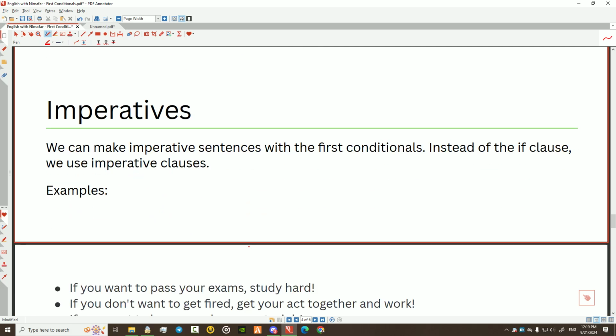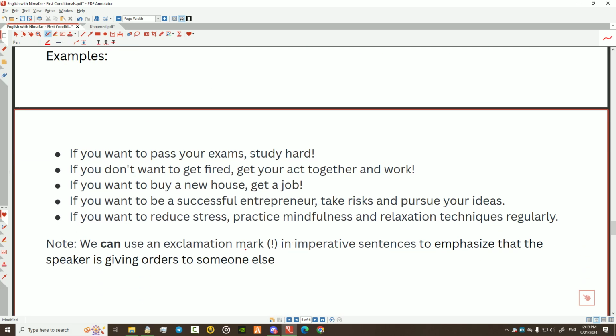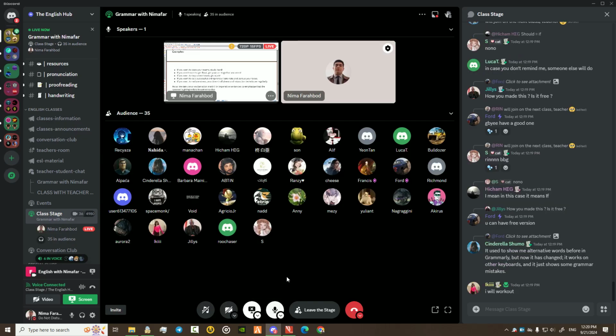You can also use imperative clauses too. If you want to pass your exams, study hard. Like your command, I'm telling you. If I don't want to get fired, for example, I'm your boss and you are my employee. I said, hey, for example, Bob, if you don't want to get fired, get your act together and work. I'm not asking you, I'm telling you, Bob. Commands.